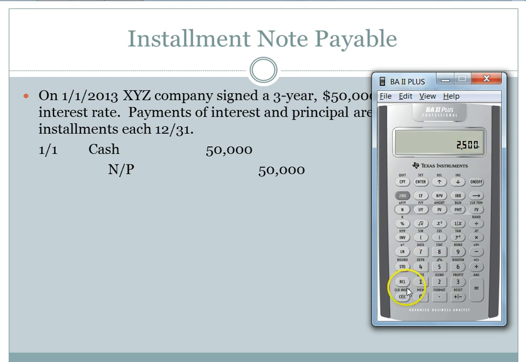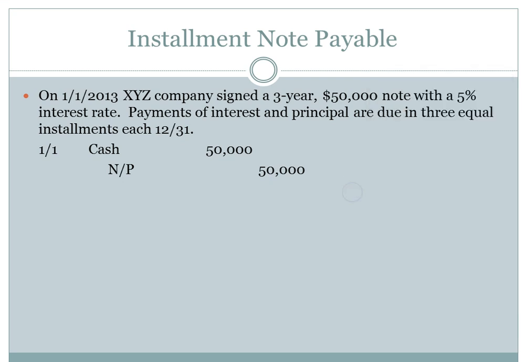So out of my payment of $18,360, $2,500 of that is going to be interest expense. What's left over, the difference between what I'm paying out in the form of cash and what I am assigning to interest expense, is going to be the principal reduction, $15,860. Remember that $18,360 payment, part of it is interest, part of it is principal.